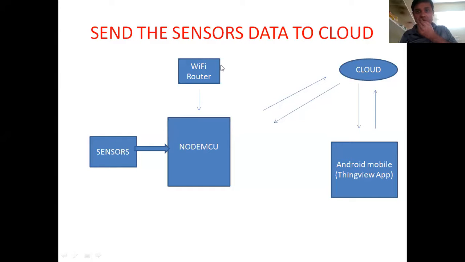This is a diagram to send the sensor data to the cloud. We connect the sensor to the NodeMCU, and a Wi-Fi router is required. If you don't have a Wi-Fi router, your mobile itself can act as one, but you should activate the mobile hotspot. From the hotspot, we can use the mobile data from your mobile. From that, the username and password should be given within the program. From that, we will send the data to the cloud.